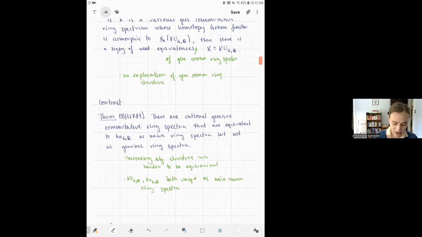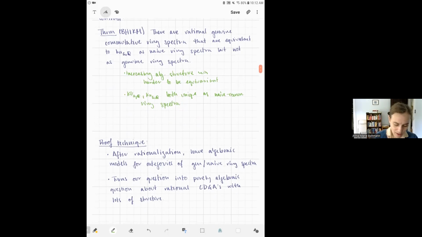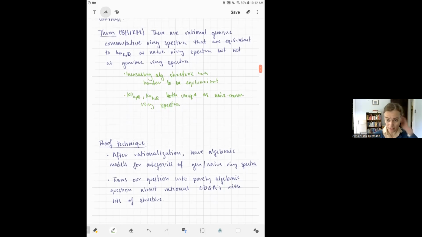Okay, so let me tell you a little bit about how we prove these results. The main proof technique comes from the fact that we're rationalizing. As I said, rationalization really simplifies a lot of homotopy theory. In particular, after rationalization, we have algebraic models for the categories of genuine and naive commutative ring spectra. So we can turn our problem about spectra, which are kind of complicated, into a problem that's purely algebraic, about commutative differential graded algebras, but they're commutative differential graded algebras with a lot of structure, which is the trade-off you get.